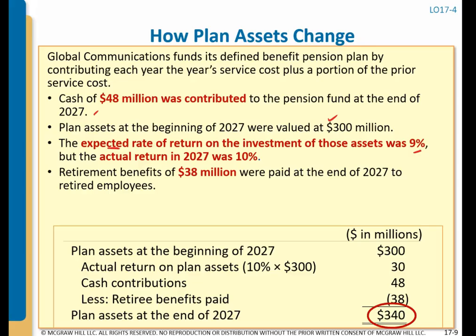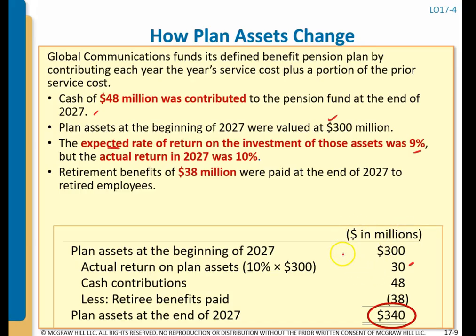And then the other one, so the actual return was 10%, which is $30 million, because you take your 10% times your beginning of the year plan assets, and then you have cash contributions of $48 million, we're told, and then we paid out benefits from the plan of $38 million. So our plan assets at the end of 2027 was $340 million.